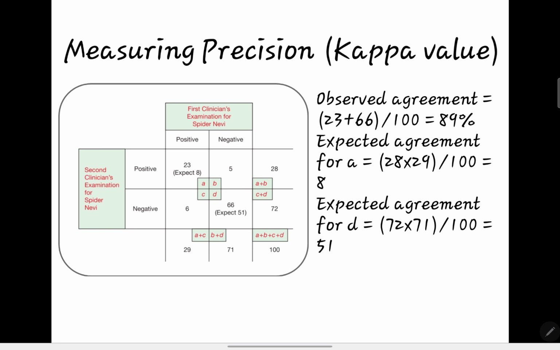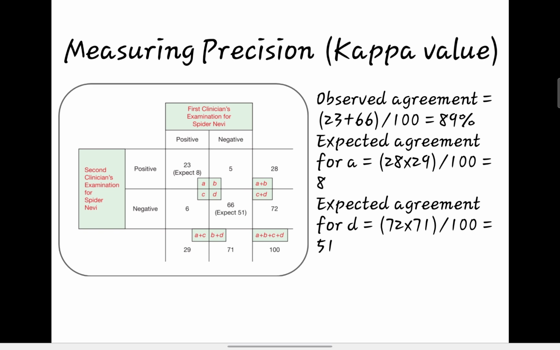Similarly, talking about the expected agreement for A, that is the cross product value, which is given by 28 times 29, so that is A plus B times A plus C divided by the total population, so that comes out to be 8. Similarly, the expected agreement for the true negative column would be 72 times 71 divided by 100, so that is C plus D times B plus D divided by the total population, so that comes out to be 51.